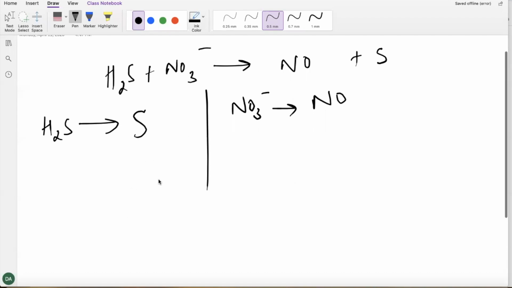Balance. So what do we balance first? Oxygen, hydrogen, or non-oxygen hydrogen? Non-oxygen hydrogen. So in this case, what do we balance first on the left-hand side? It would be sulfur, but it's already balanced. H2S has one sulfur, S has one sulfur, so that's already good. And then what's next?